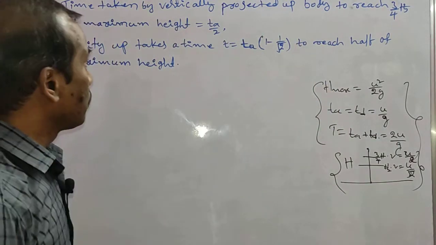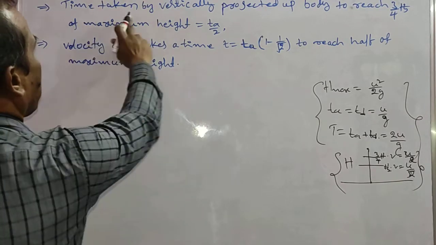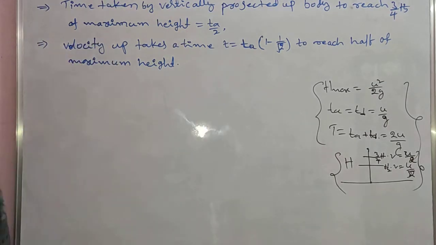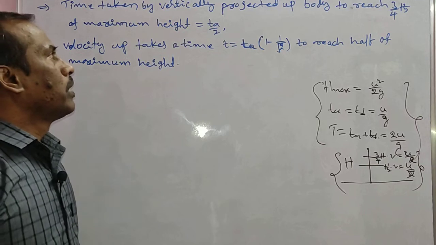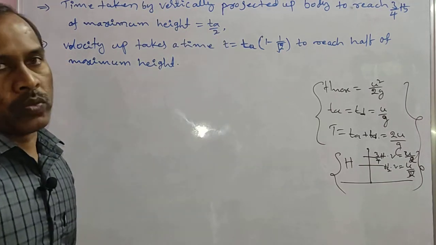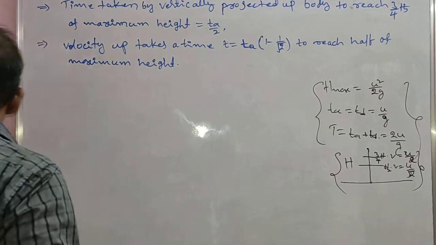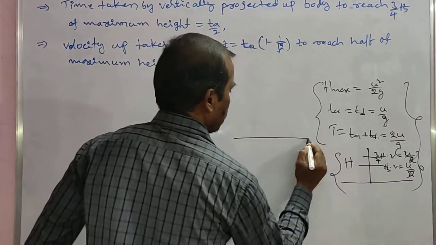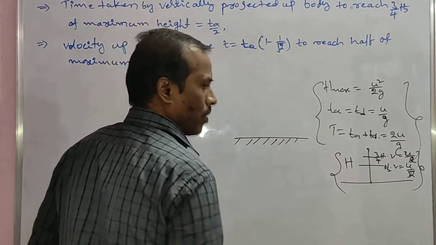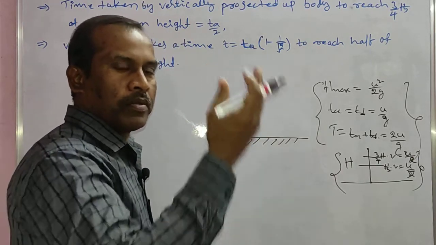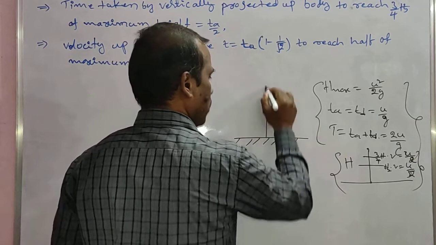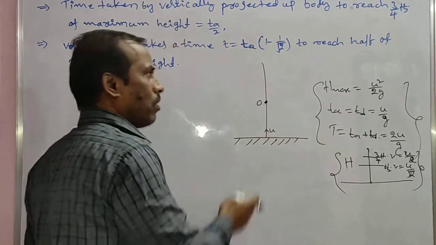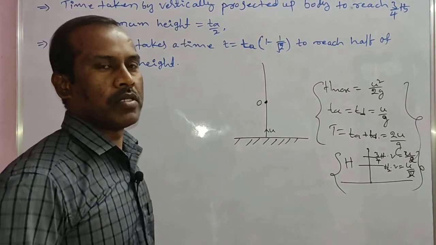First of all, the time taken by a vertically projected up body to reach 3/4 of maximum height is TA by 2, that is, half of the time of ascent. Now clearly, this is the ground, for example. The body is projected vertically up with the initial velocity u. This point O is the midpoint of the maximum height, that means half of the maximum height.